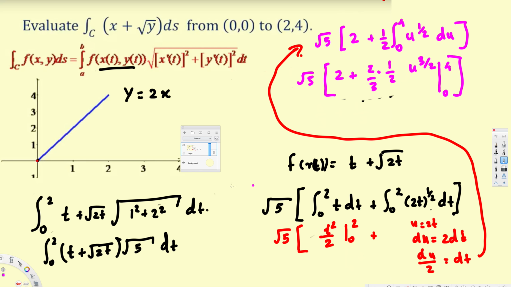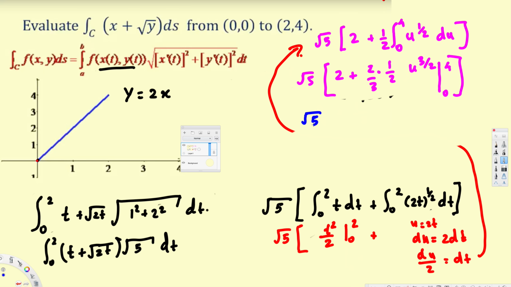Now let's get rid of this part, and let's continue here. Here we have root 5, and then here we have 2. These two cancel, so we are going to have 1 over 3. And then if we place 4 for this u, this is going to be 4 power 3 by 2. Instead of writing 4, we can write 2 squared power 3 by 2. And if we plug 0, that's just minus 0, so we don't have to write that one.